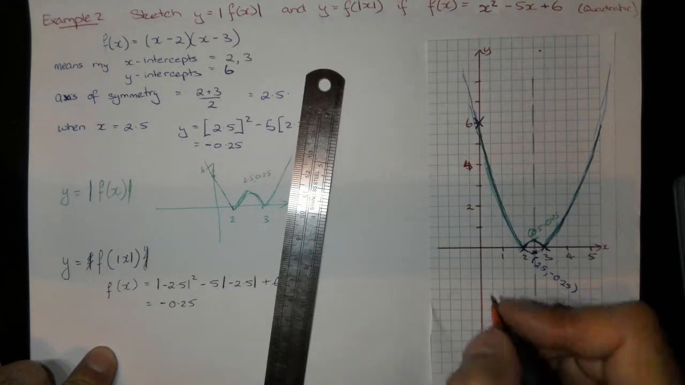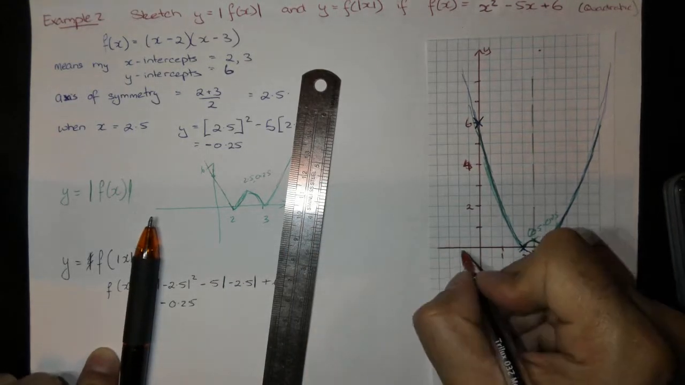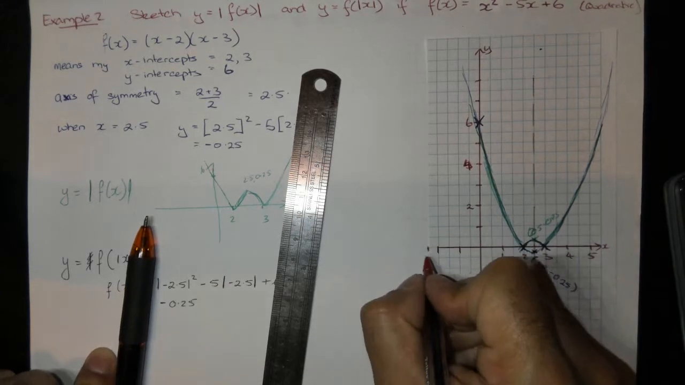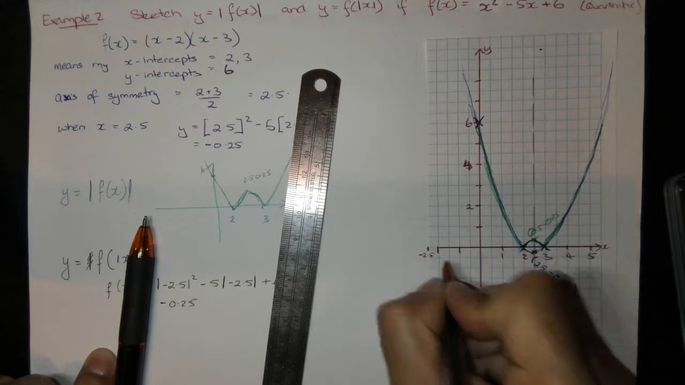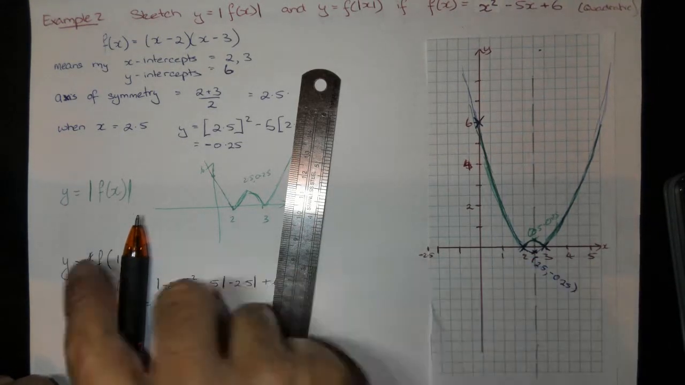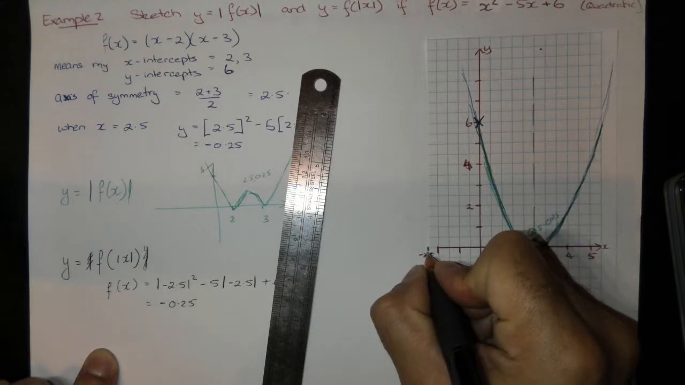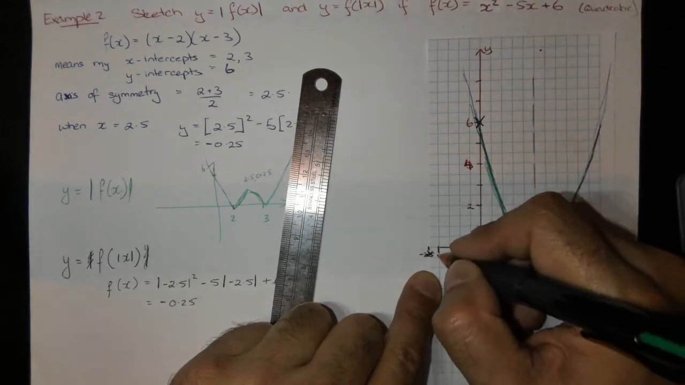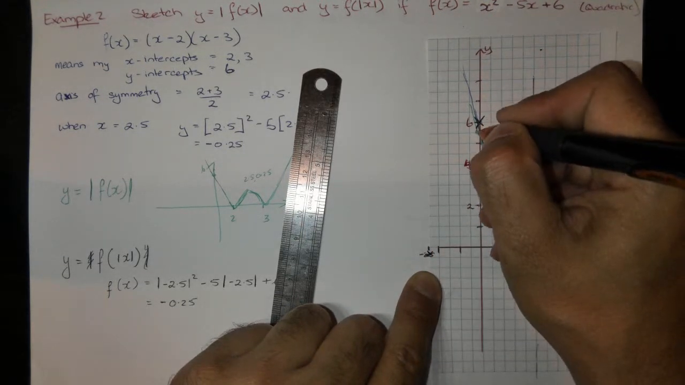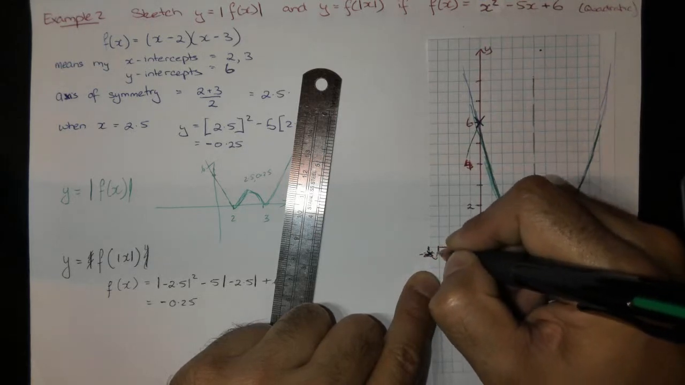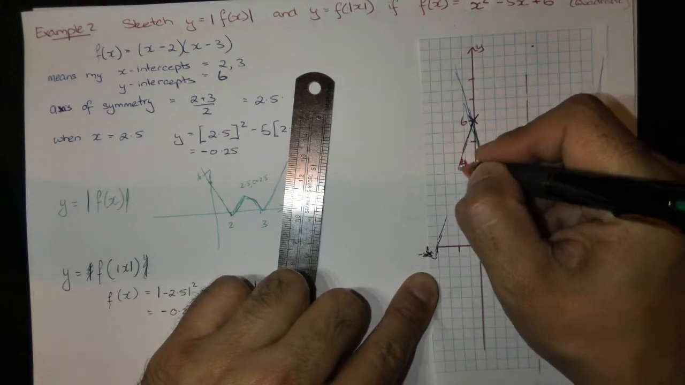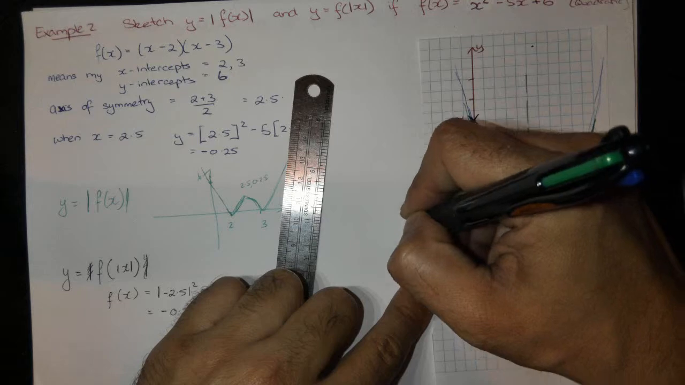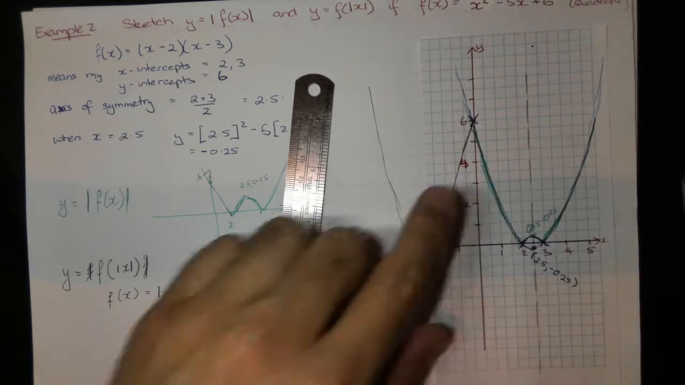So over here, at negative 2.5, we have that same point at negative 0.25. And so what happens, we have the mirror version around the y-axis, so it looks like a W.